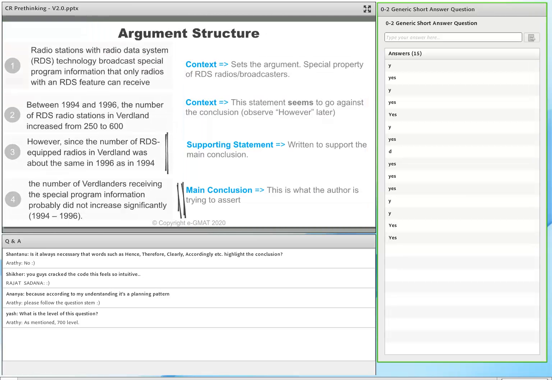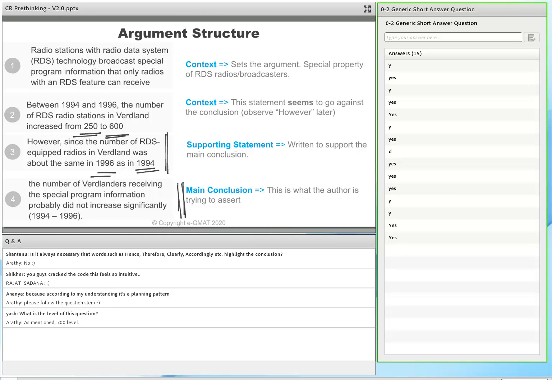Let's go back. The number of RDS equipped radios remained the same in 94 as in 96. So if there were 10,000 radios in 94, there were 10,000 radios in 96. There were 100,000 in 94. There were 100,000 in 96 as well. The other thing which is there is the number of transmitting stations actually went up quite a bit. They actually more than doubled. It went from 250 to 600.